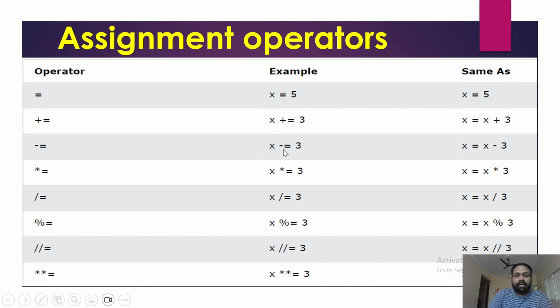X equal x plus 3 also means x plus equals to 3. And minus equals to, you can write like this. If you take this example, this particular step can be used as x minus equals to 3. This is nothing but x equals to x minus 3, and you can guess what this is. X star equals to 3. What is the thing you are going to get? X equal to x into 3. You just look at here. X equal to x into 3. Slash. X slash equals to 3 is nothing but x equal to x by 3.